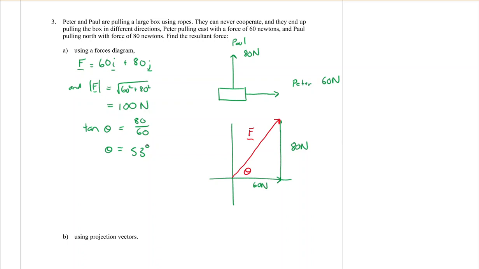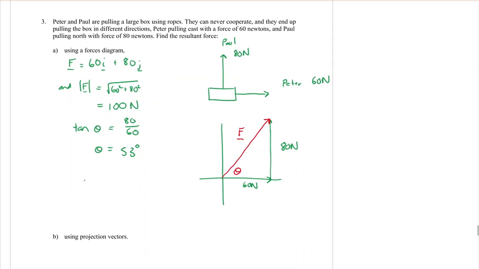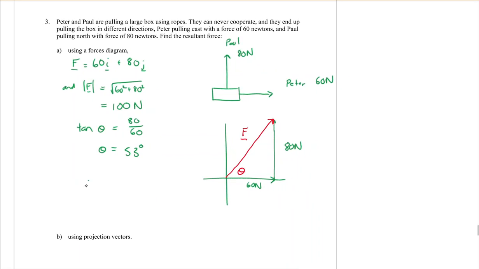That is because of where I've drawn the angle, which is to the horizontal line. If I was going to explain my answer, I would probably write that as a bearing from the north though. 37, yes, 37. So therefore, the resultant force is 100 newtons north, 37 degrees east.